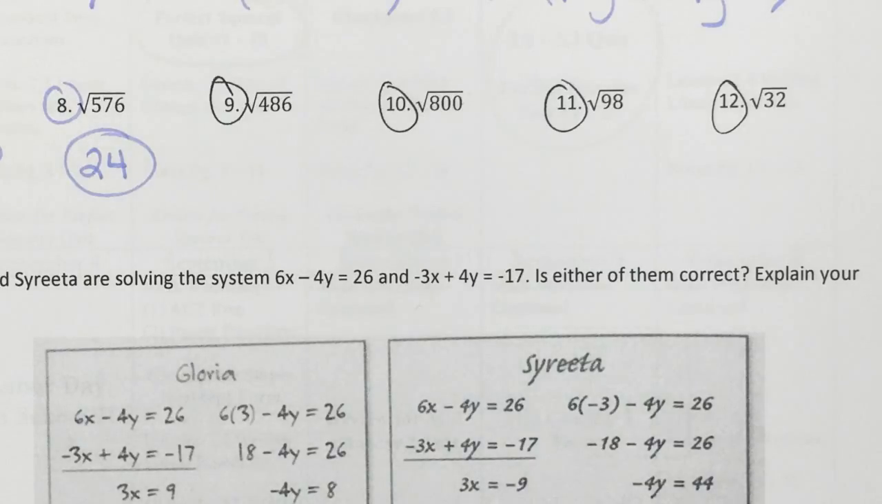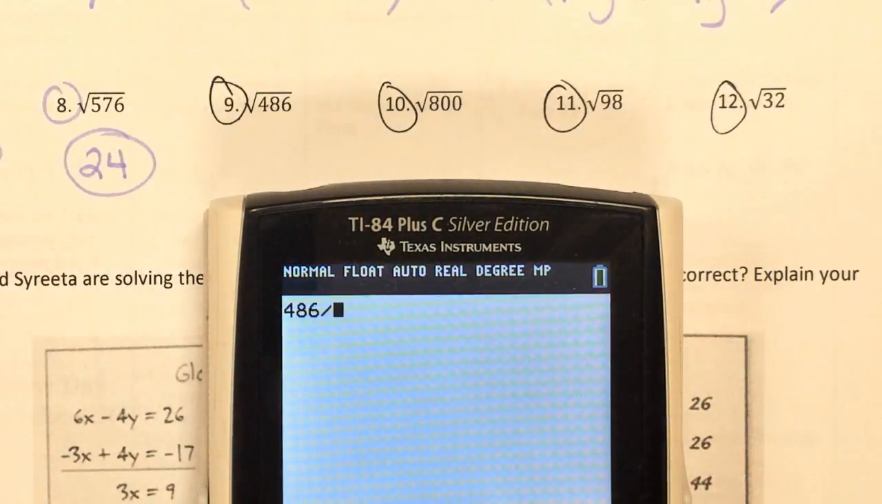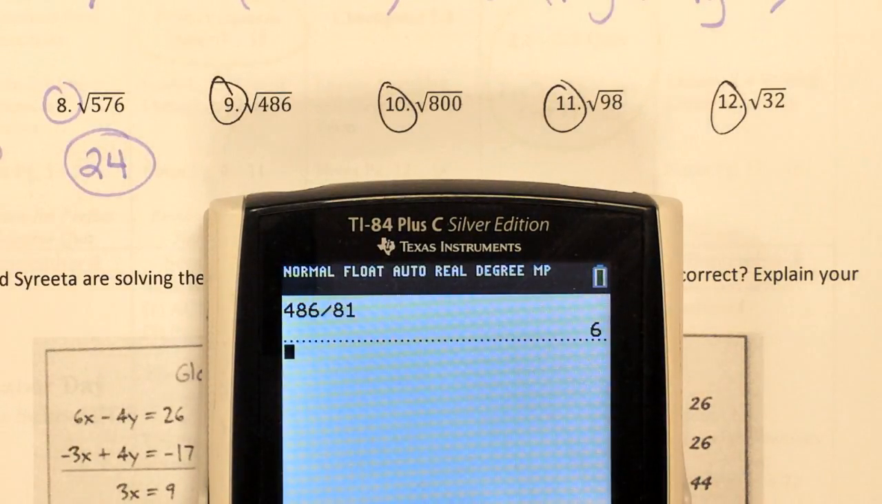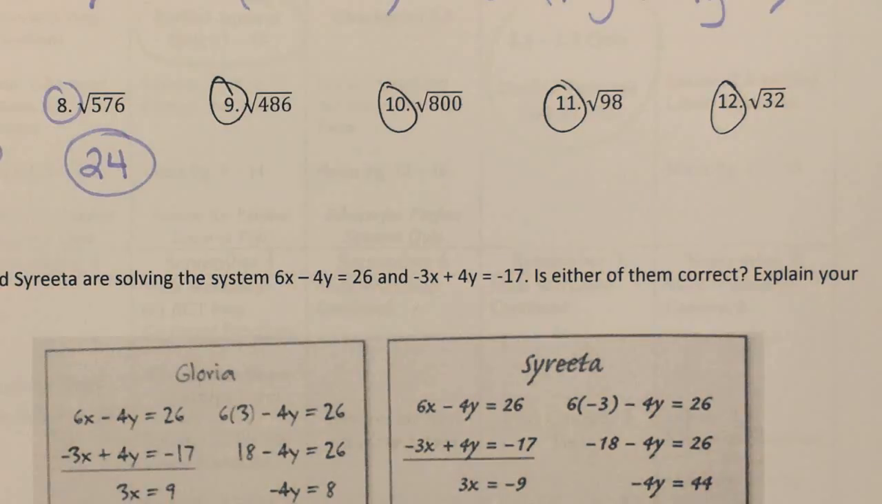Alright guys, what about number 9? What's the biggest perfect square that goes into 486? 81? 486 divided by 81? Yes it is. Very good. 81.